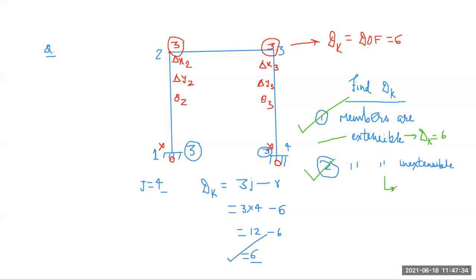In this case, actually we consider delta x2 is equal to delta x3.